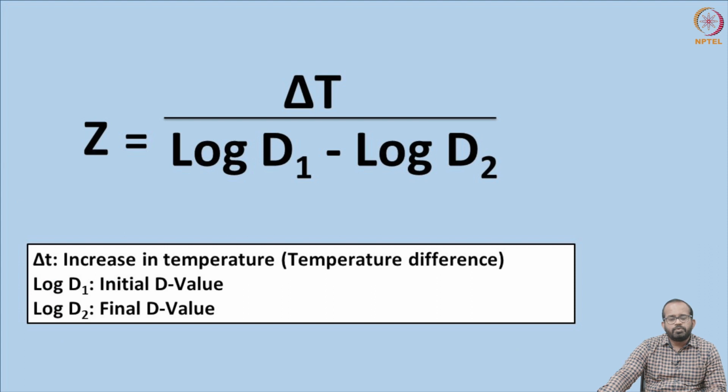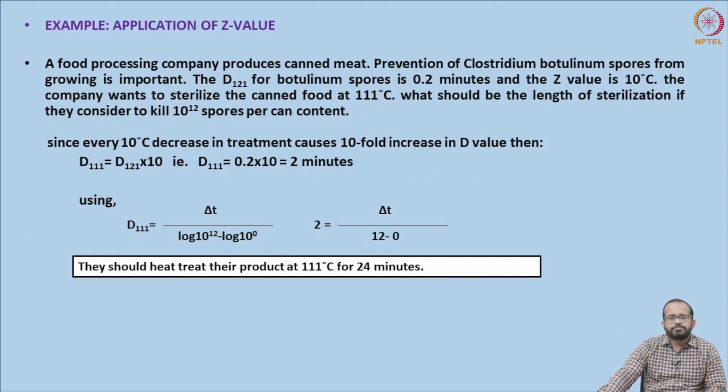If you convert it into a formula, we can see that Z value is equal to delta T divided by log D1 minus log D2. Here delta T indicates the increase in temperature difference, log D1 means the initial D value, and log D2 means the final D value. Using this formula, we can look at an example for application of Z value.